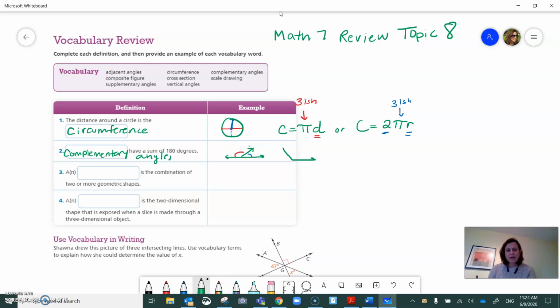They could also be drawn separately. Like you could say, okay, this angle and this angle. You could say angle A and angle B are complementary because when you add them up you get 180.